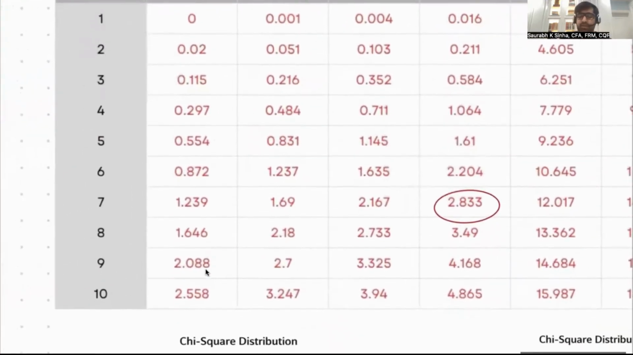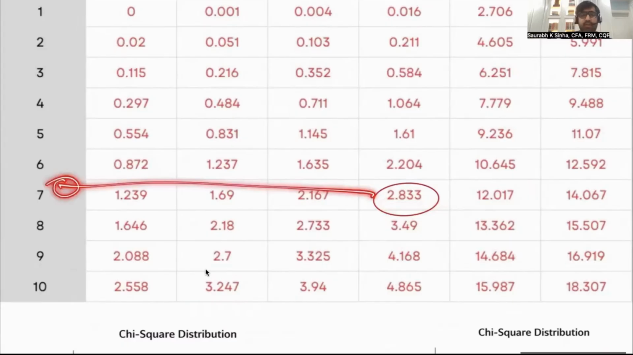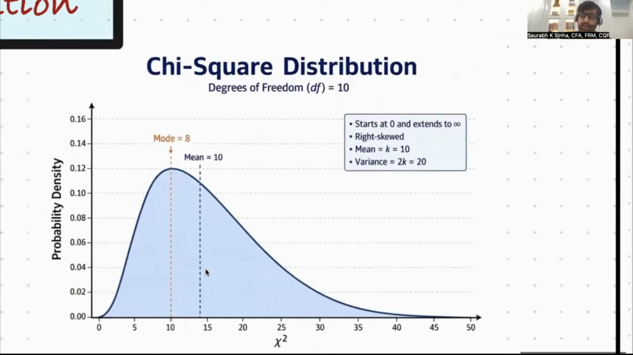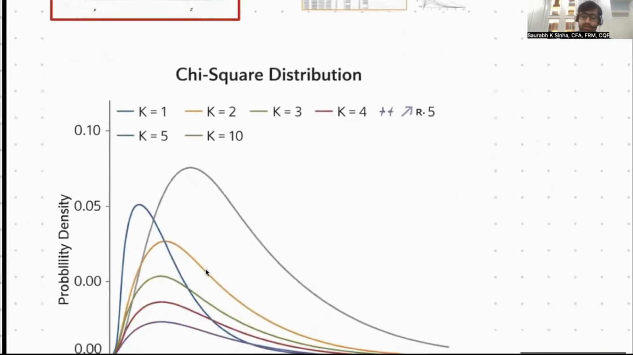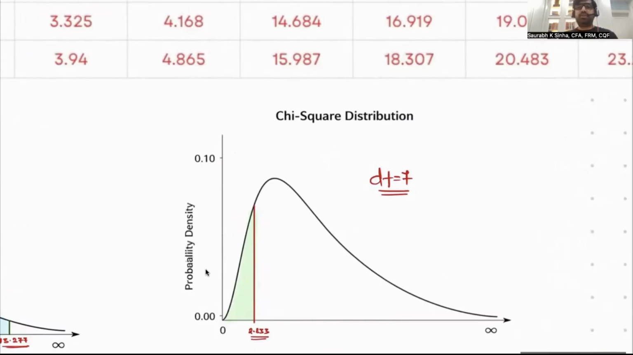Similarly, take any other number. Say we have taken 2.833. What do you look for? First, you look for the degree of freedom. The degree of freedom is 7. So we have to look into the chi-square distribution where the degree of freedom is 7. There would be a different shape. So assume this is the shape of the chi-square distribution where the degree of freedom is 7.